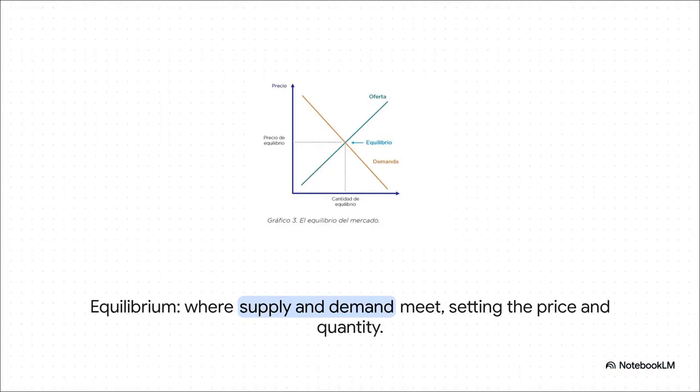And this graph shows that magic moment just perfectly. The exact spot where the supply and demand curves cross paths, that is the market equilibrium. This single point tells us two absolutely critical things: the price that buyers and sellers will naturally settle on, and the quantity that will be bought and sold. This is that sweet spot where the market is running at its most efficient.